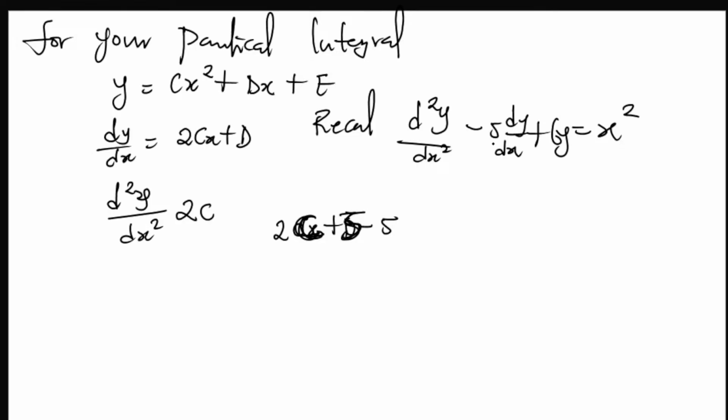And what is your dy over dx? Your dy over dx, remember this is minus, right? So you have minus here, minus 5, which is this, and you have dy over dx. What's dy over dx? 2cx plus d. So this will be in bracket, 2cx plus d. That's what we have there. And that will be our close bracket, plus, we have plus here.